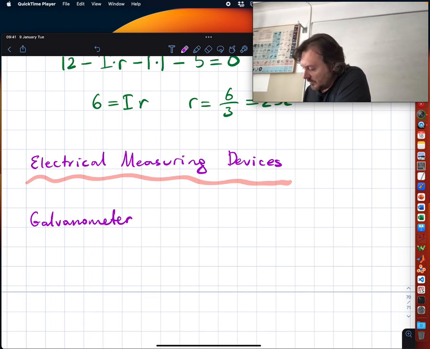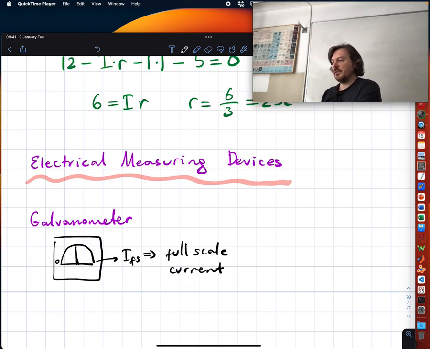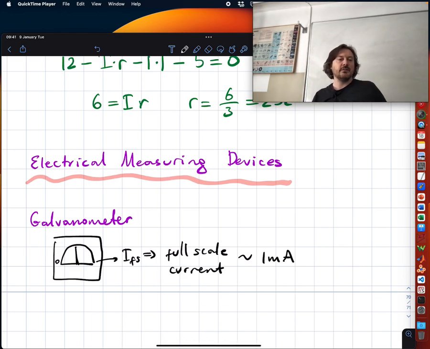Okay? That's what it is practically. So let's say 0, and let me call this IFS, which is full scale current. Okay, so it can measure current, but this full scale current is not that large. It might be 1 milliamperes, let's say.